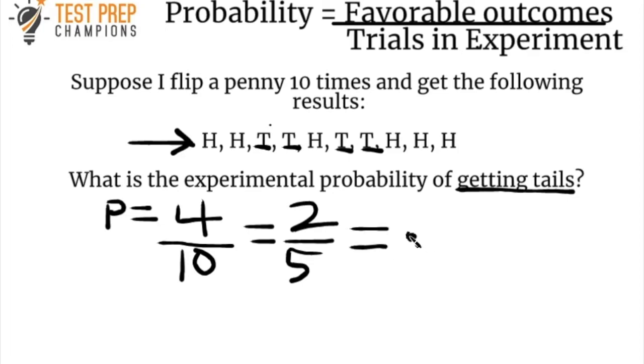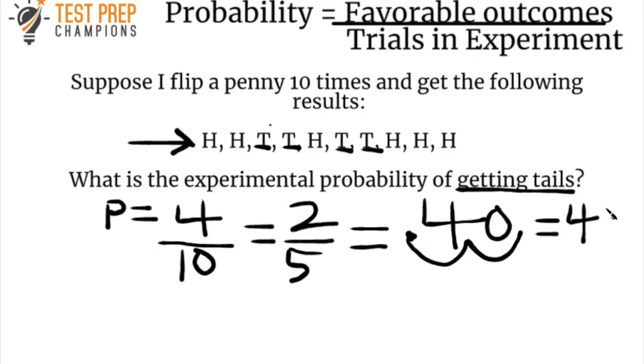Now we could write it as a decimal, and 2/5 as a decimal is equal to 0.4. And you could do that in a calculator. And now to get that as a percent, we would just take this decimal, move it to the right by 2 places, and change it into a percent sign. So we would say that that's 40%. All right, so that's a little experimental probability question for you.